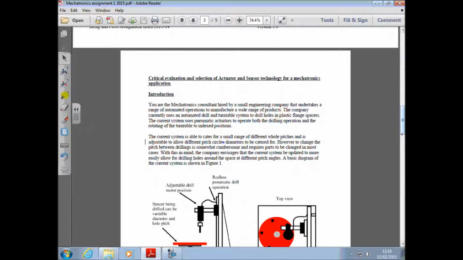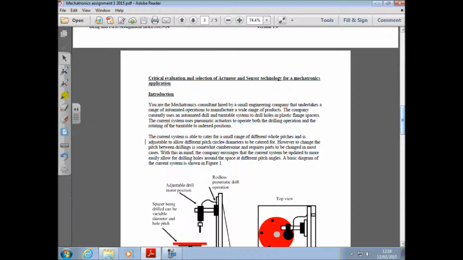Bit of a preamble. A mechatronics consultant, hired by a small engineering company that undertakes a range of automated operations to manufacture a wide range of products. The company currently uses an automated drill and turntable system to drill holes in plastic flange spacers. The current system uses pneumatic actuators to operate both the drilling operation and rotating the turntable to indexed positions.